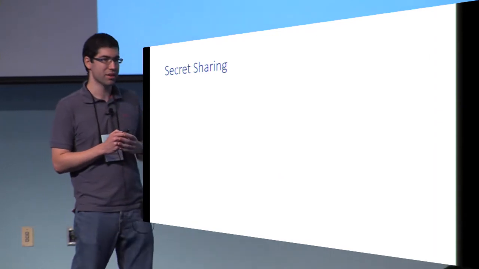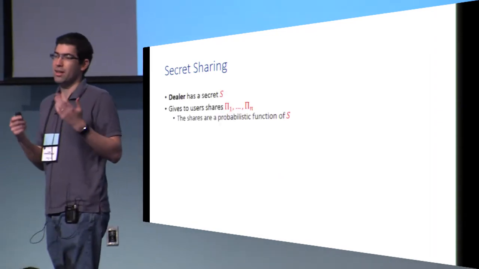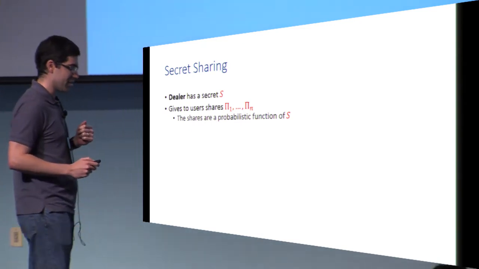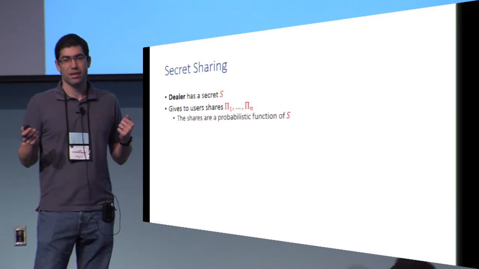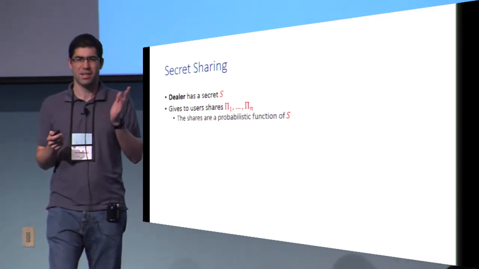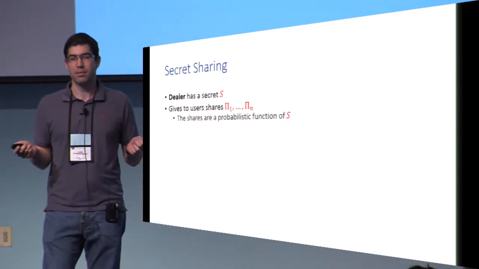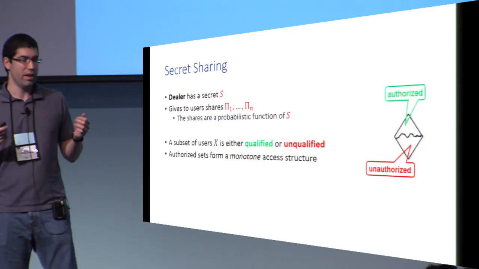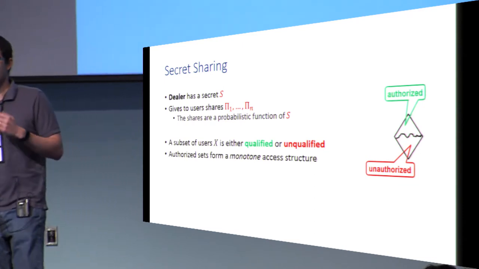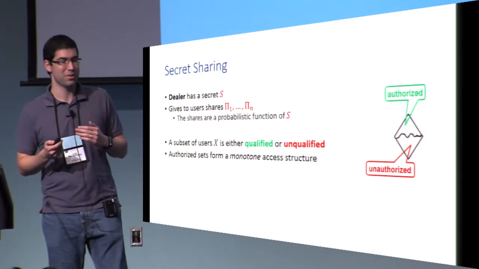So what is secret sharing? Secret sharing is a very simple game introduced in the late 70s by Blakley and Shamir. The game is described as follows. There's a dealer that has a secret. Think of the secret as a single bit, just 0 or 1. He wants to distribute it among n players such that there are qualified sets and unqualified sets. The qualified ones should know the secret and the unqualified ones should not know the secret.